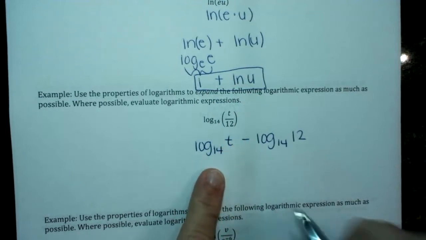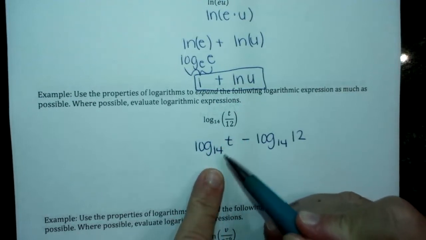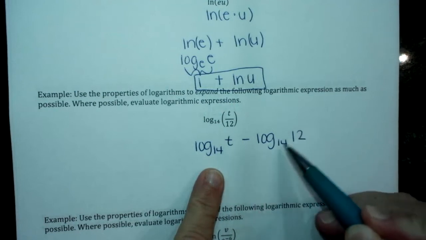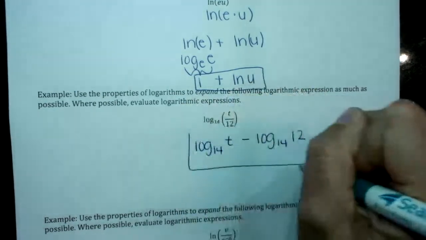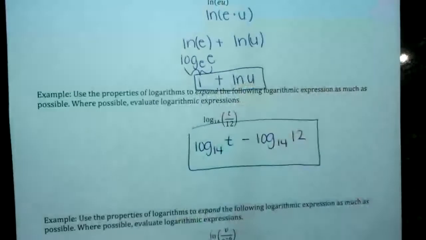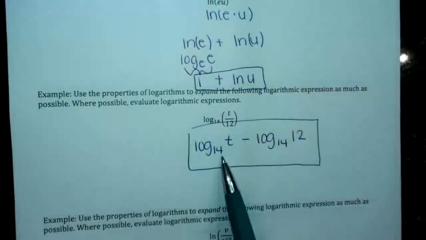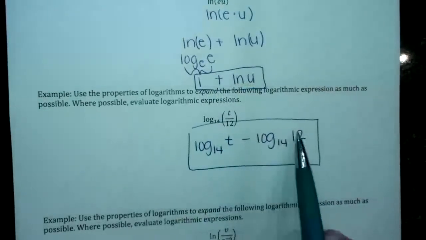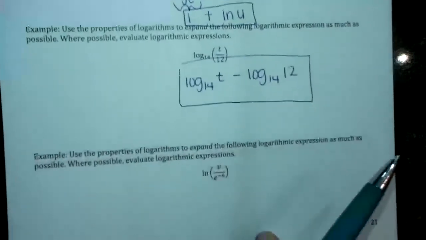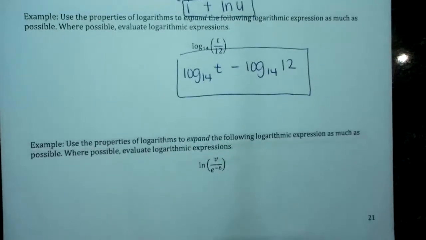Now, in order to simplify, I need to make the bases the same. I can't make 14 and t the same. I can't make 12 and 14 the same. So that's going to be our final answer. Log base 14 of t, notice this is a little subscript, minus log base 14 of 12. Last one for this page.